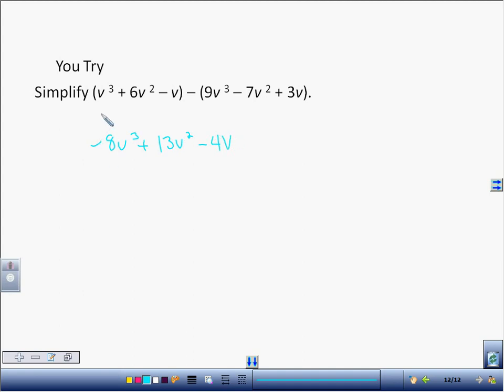Okay? So, look, I'll give you a point. What I would do, this one you just leave alone. Then this one becomes minus, distribute through the negative sign. So it's minus 9b cubed plus, because it's minus a minus, so plus 7b squared. And minus a plus makes minus 3b. And then you just look at each term individually. So I have 1b cubed minus 9 makes minus 8. Then I have 6b squared plus 7 makes 13b squared. And then I have minus b minus 3b, which makes minus 4b. Okay? So Michael got that one.